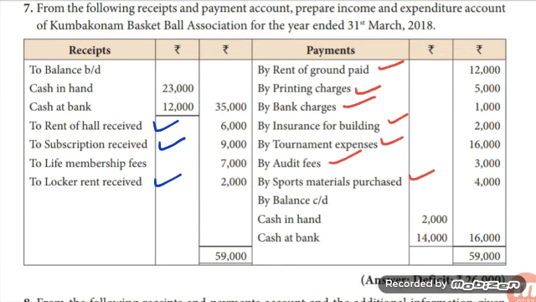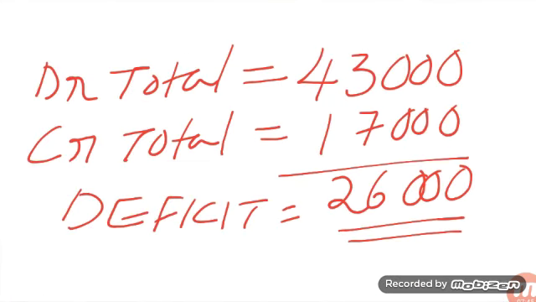Opening and closing balance of receipts and payments account, you need not take it in the income and expenditure account. What are the debit side items? To rent of ground paid 12,000, to printing charges 5,000, to bank charges 1,000, to insurance for building 2,000, to tournament expenses 16,000, to audit fees 3,000, to sports materials purchased 4,000. Now we entered all incomes and expenditure. Then find the balance. First, find the total of both the debit side and credit side.